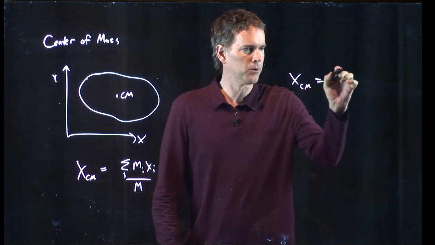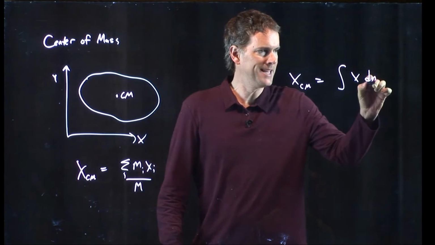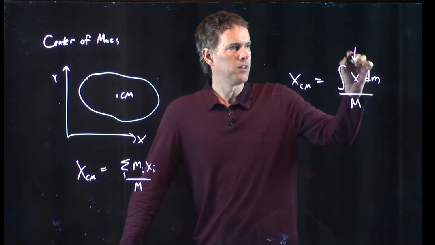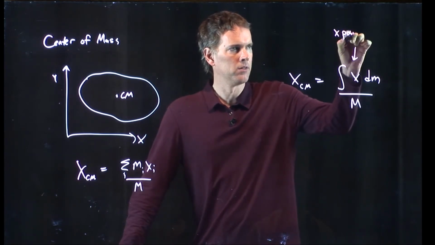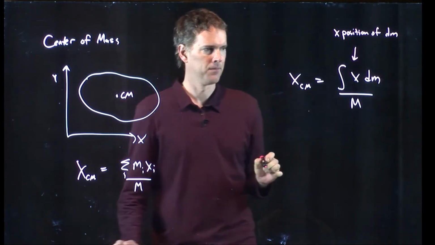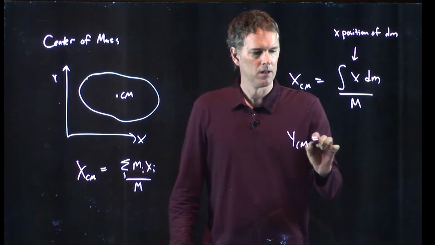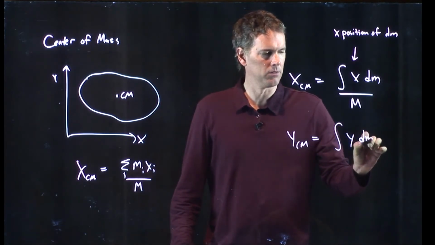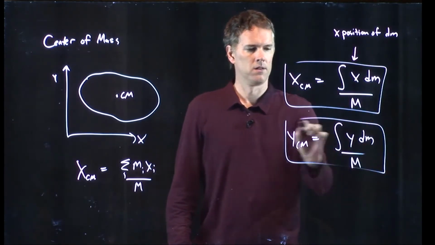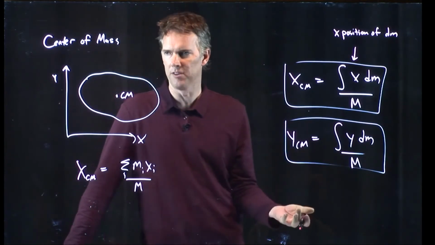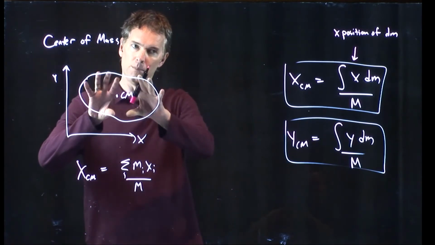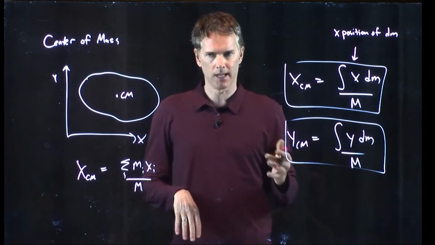Let's write it now with an integral. It's x dm divided by the total mass. X is the x position of that little mass element dm. Y is going to look like this. Okay, and if you have 3 dimensions, you can write z center of mass as well. So if you know what the functional form is of your blob, then you can plug it into the integral and you can calculate it.